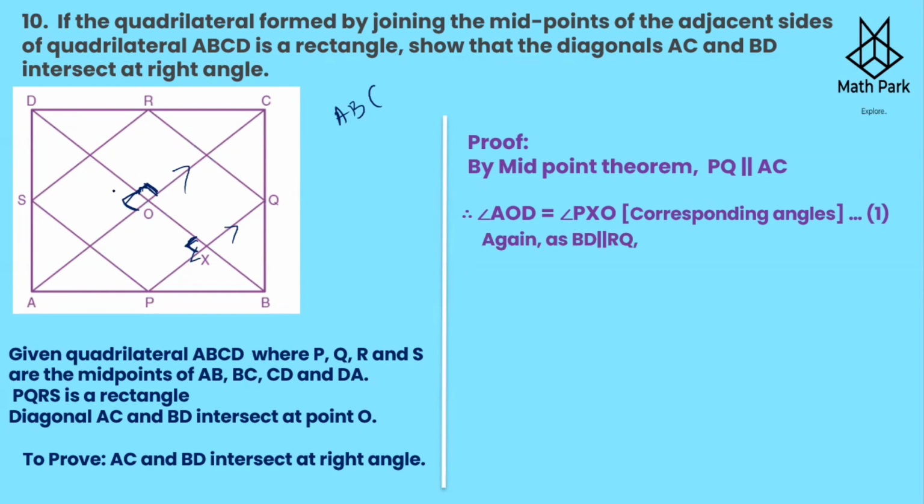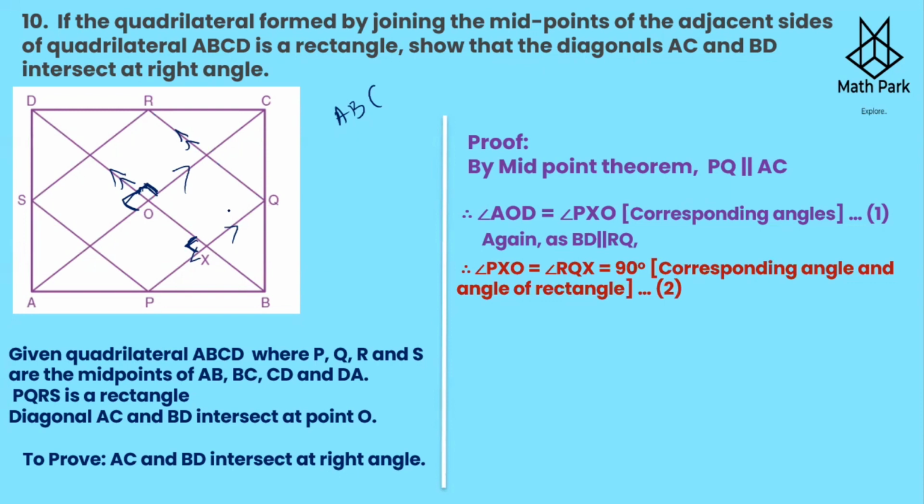Again, we will have BD is parallel to RQ. We consider the triangle DCB, where R is the midpoint of DC and Q is the midpoint of CB. So by midpoint theorem, you get RQ is parallel to BD. Now, if RQ is parallel to BD, you get this angle PXO is equal to angle RQX, which is 90 degrees. Since each angle of a rectangle is a right angle, therefore this angle also has to be 90 degrees. So you get this angle as 90 degrees.